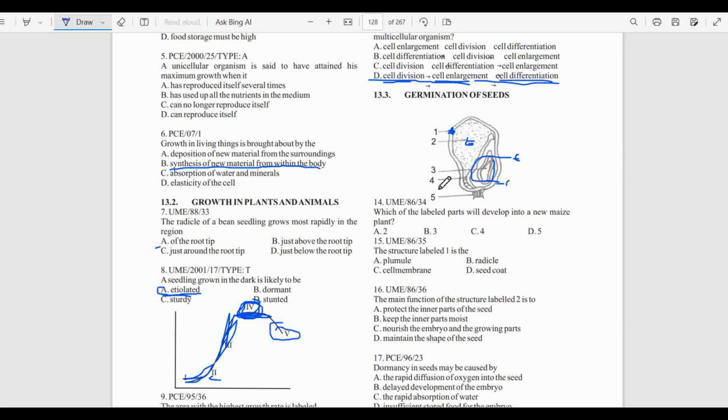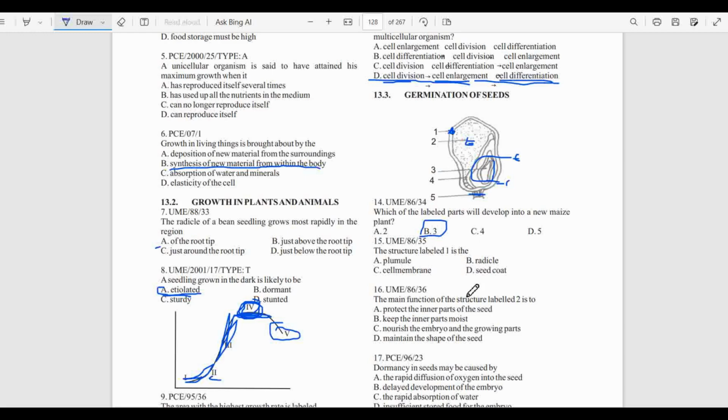And then you have number four. Number four is called the scutellum, and then number five is the point of attachment to the cob. Okay, so I have labeled these parts, and you should understand what they are. So which of the labeled parts will develop into a new maize plant? Of course, that will be number three, which is the embryo.